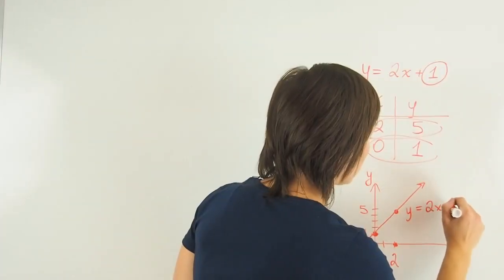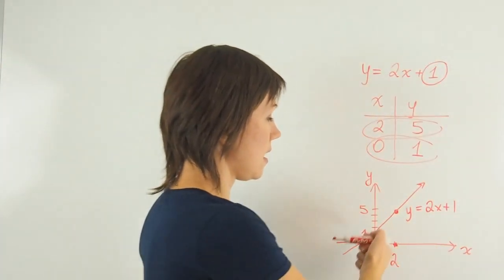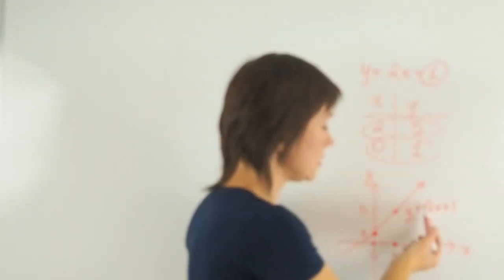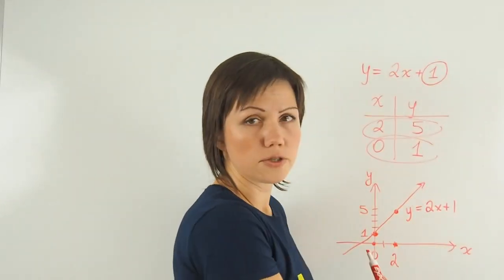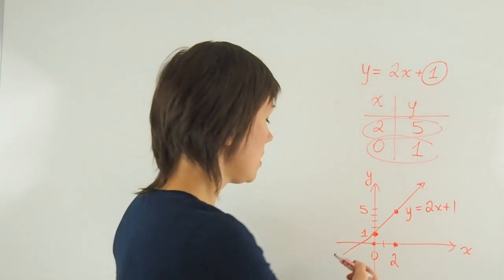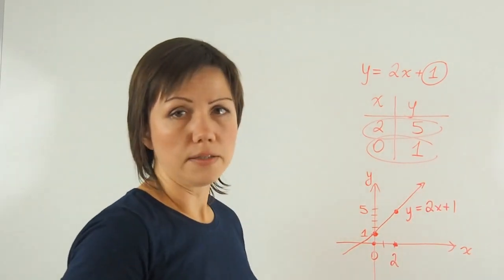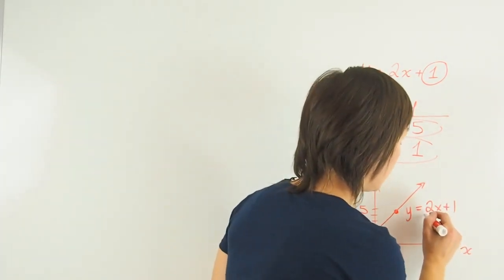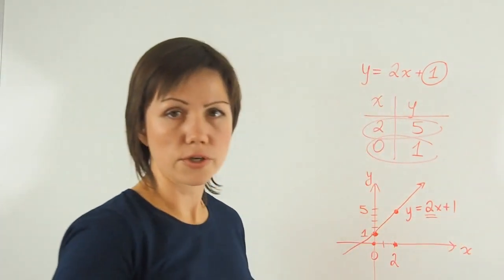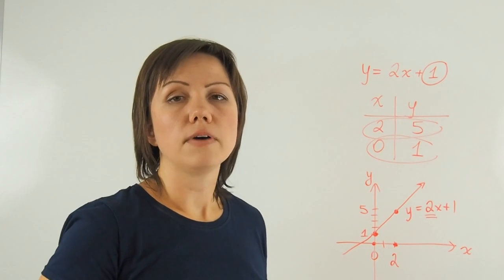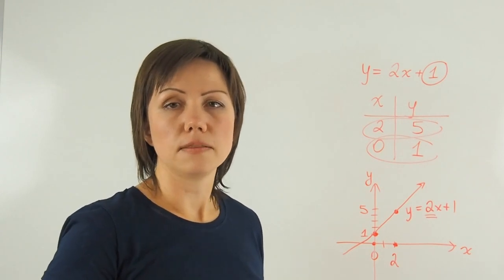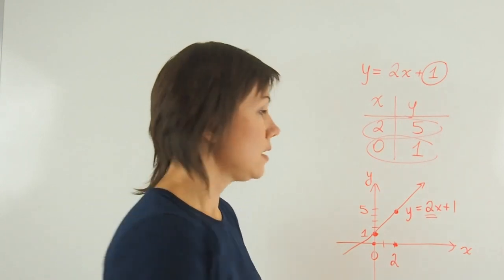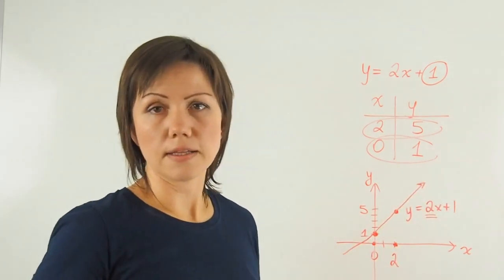This line has an equation of y equals 2x plus 1. It has a positive slope. You see that there is a plus sign in front of 2. It's not negative, it's positive. So it goes up from left to right. And the slope of the line, the steepness of the line, is determined by this value 2. How do we find the slope? Let's look now at the formula to determine the steepness of any line.